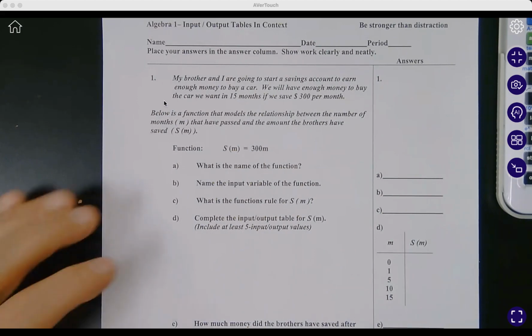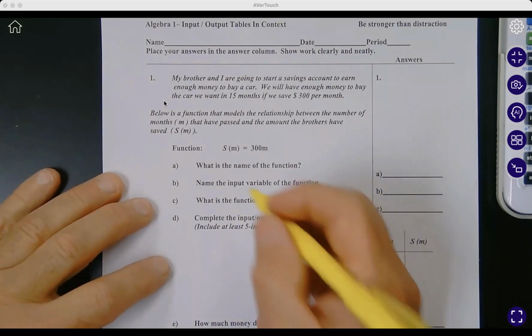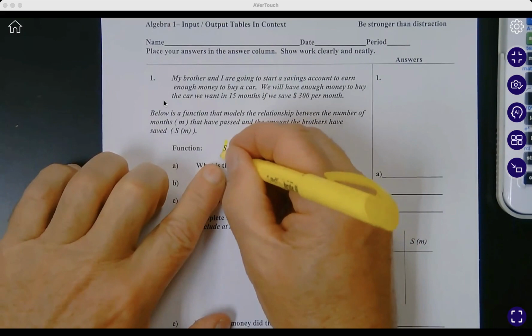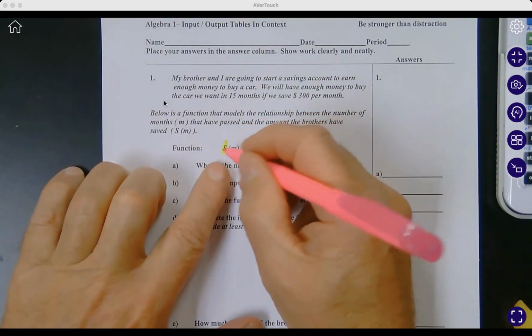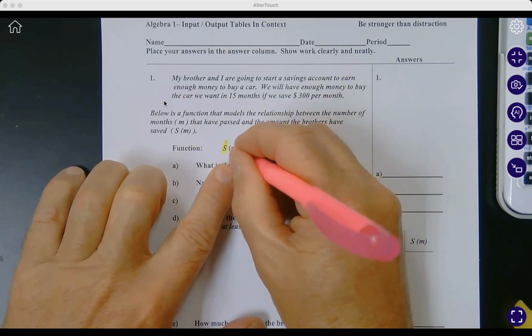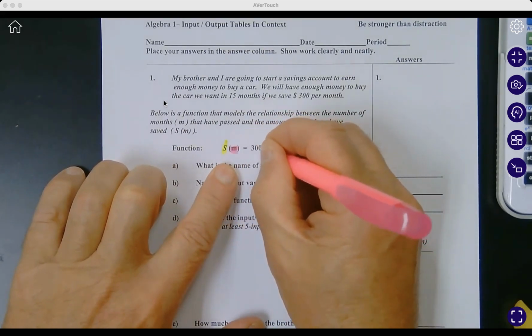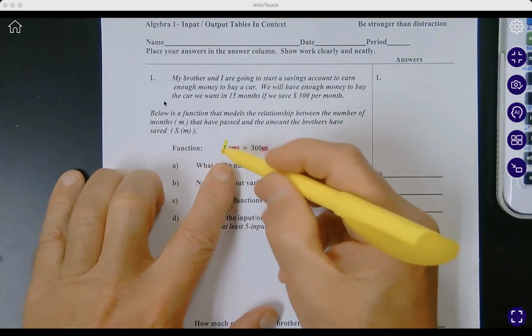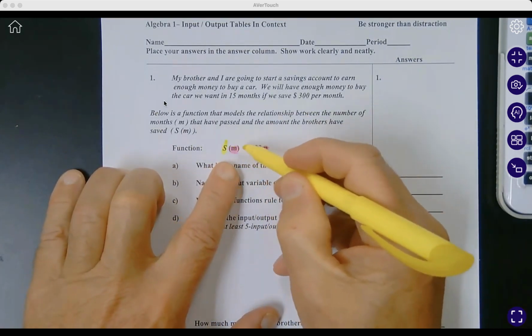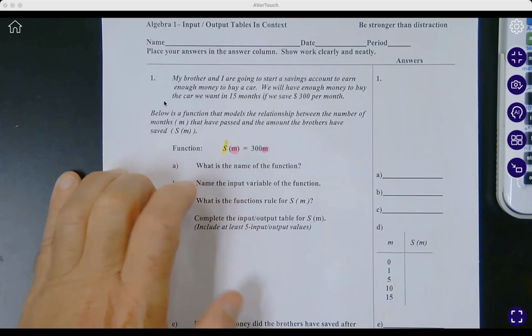Okay, so we know we have input variables, right? First of all, the name of this function is S for savings. So the name is S. The input variable is M, which is there, and it's also in the rule right there. So the savings based on the number of months is equal to this, where M is the number of months you've been saving.